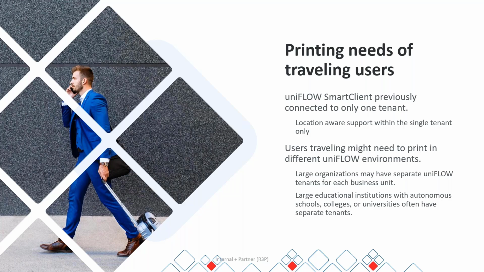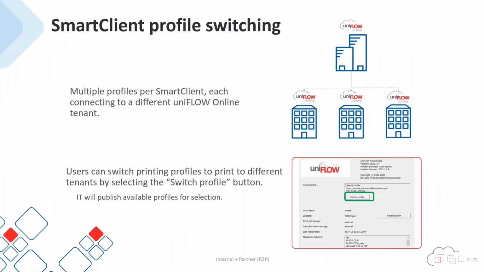So again, check out the partner site for full details on how this actually works. Just a quick overview of the switching between different profiles. The uniFLOW SmartClient now has this multiple profile capability, which can connect to different uniFLOW online tenants. The way that works, as you can see on the screen, is users can switch their printing profile, allowing them to gain access to the different tenants.